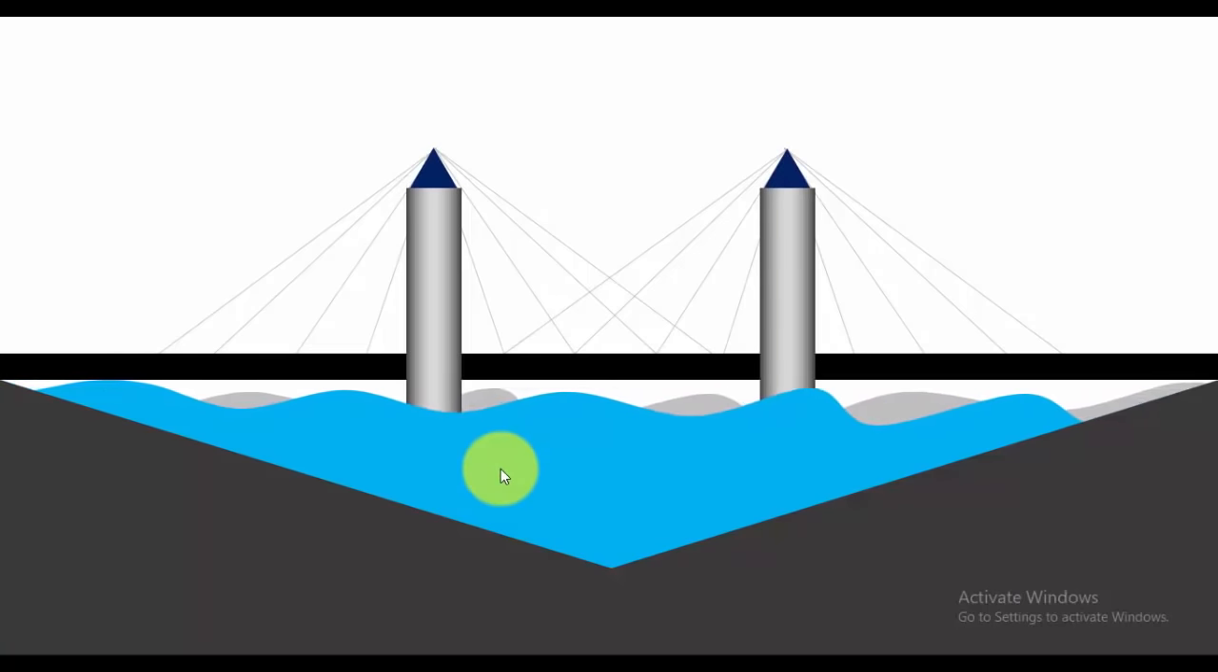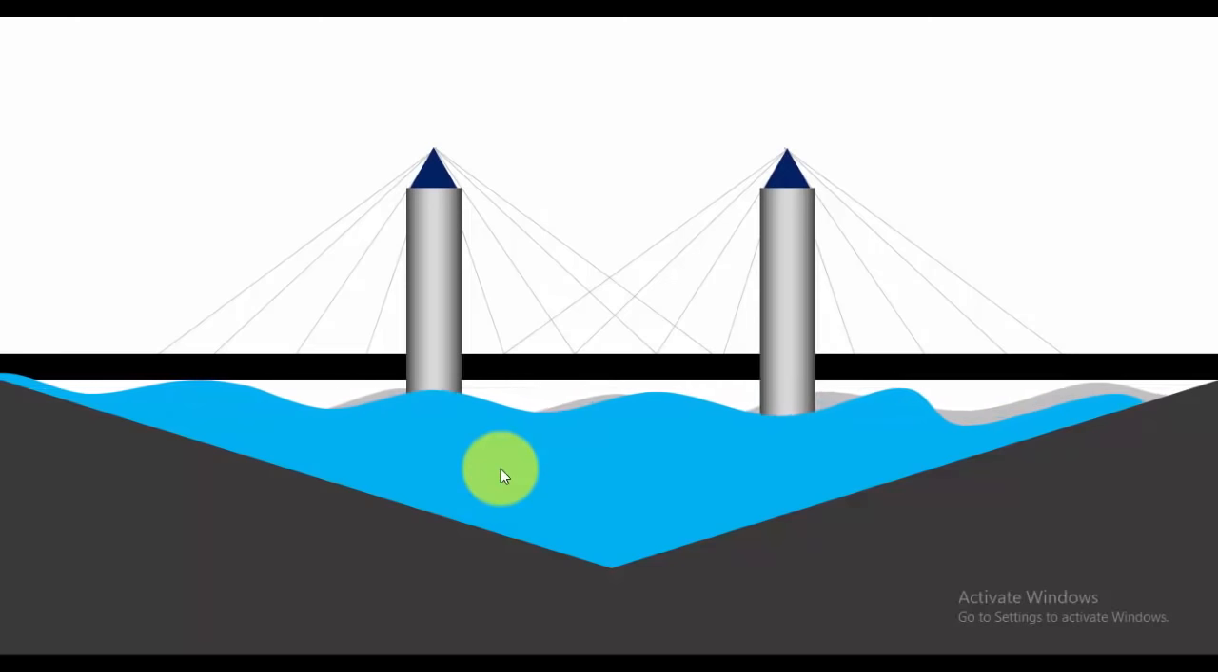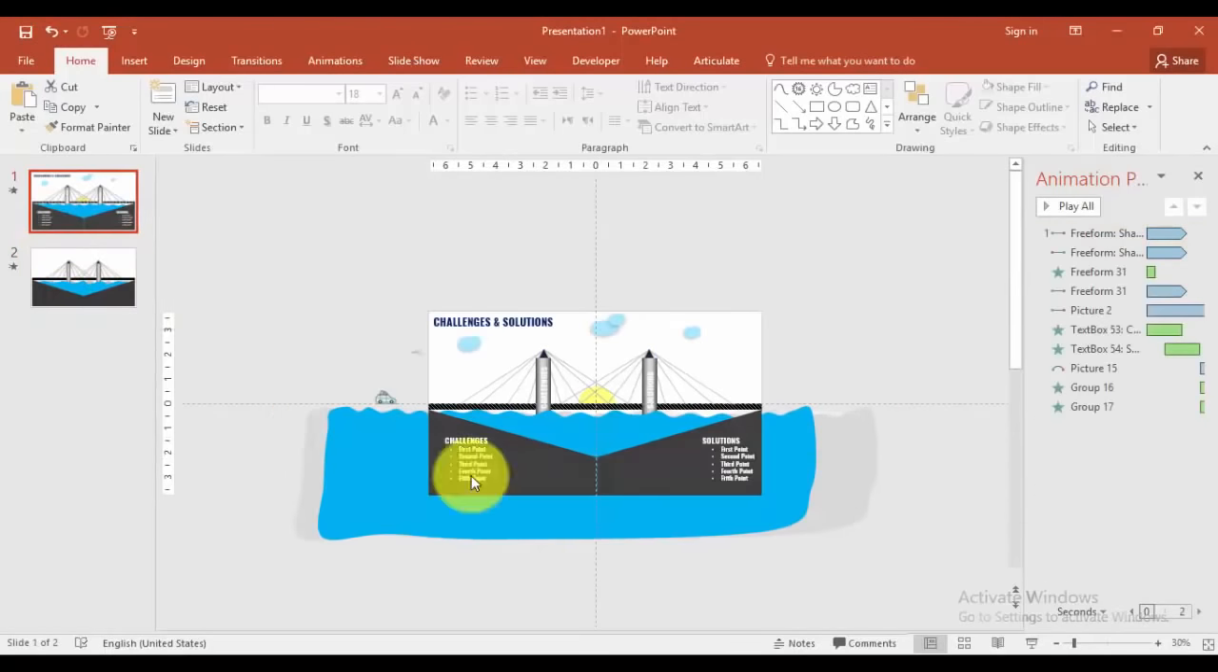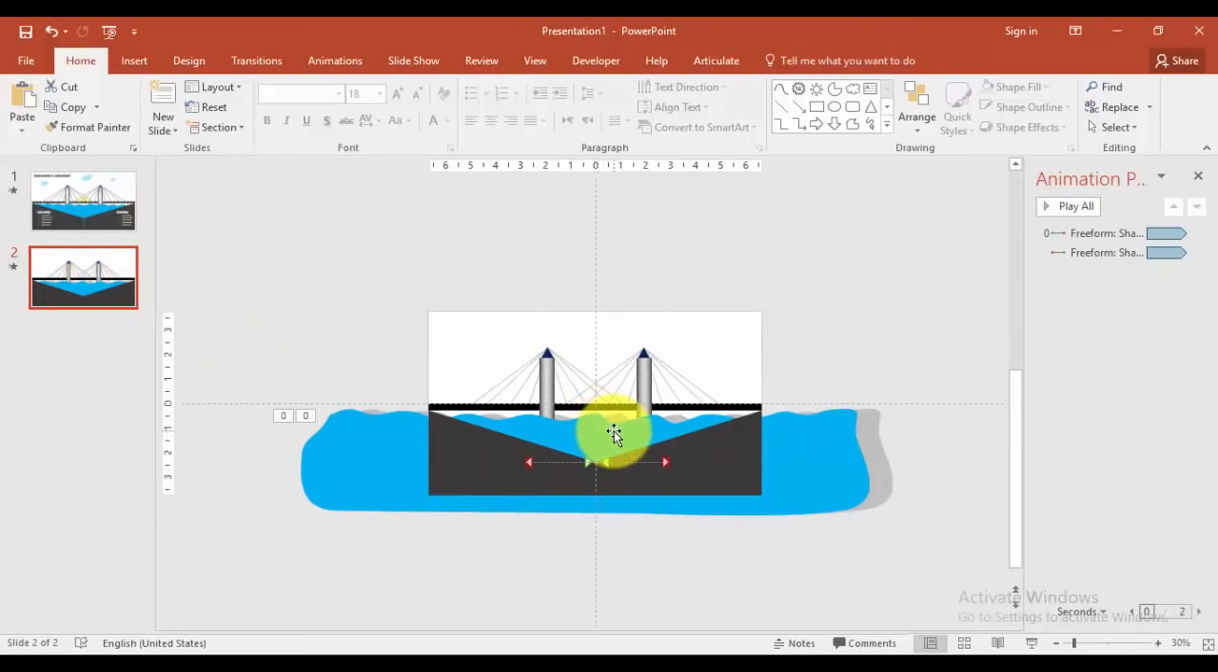You can see this one effect, the water effect, is clearly showing now. Here I have drawn very small waves, and here I have drawn big waves. It's your choice how you want your waves to be, either big or small, which you can decide.